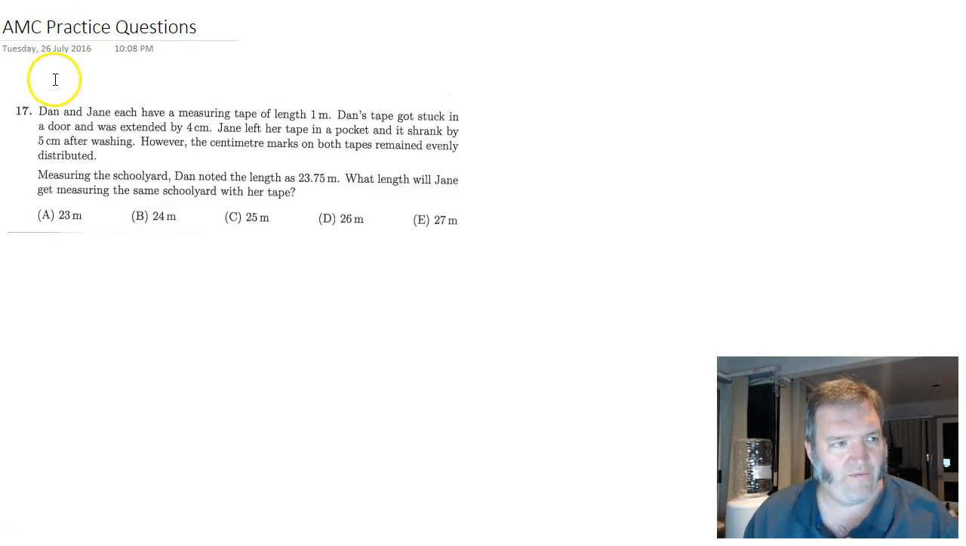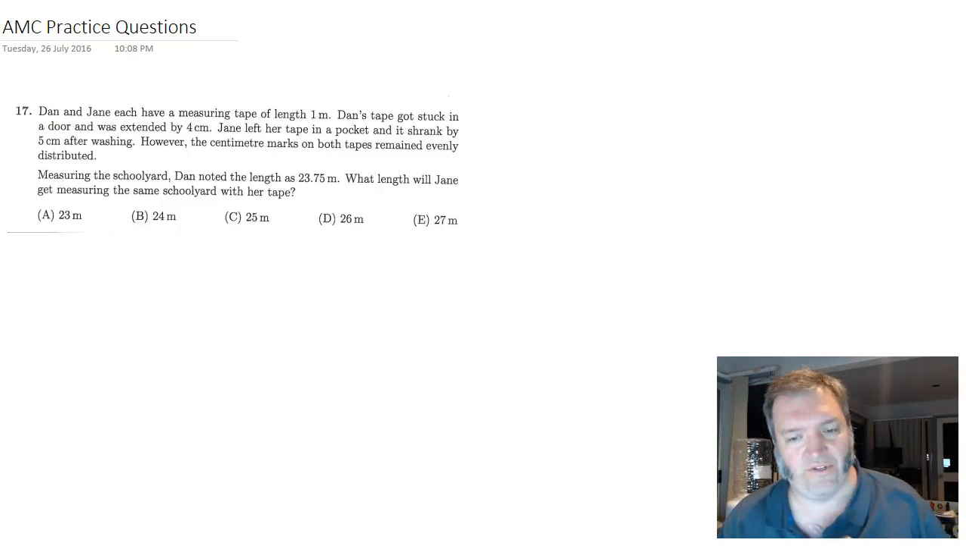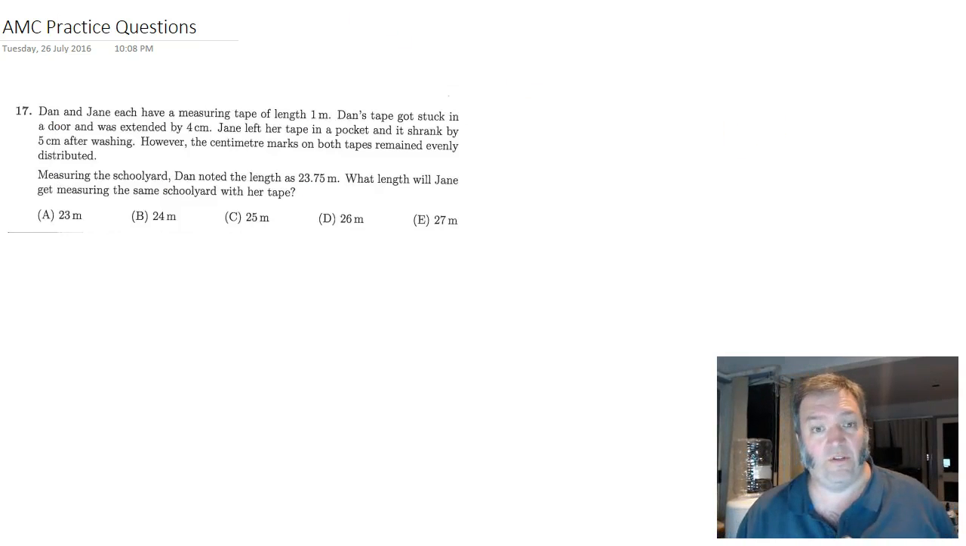Alright, so we have one of the practice questions from the Australian Maths Comp here, question 17. So getting a little bit trickier as you get towards question 17. But this one's not too bad, so we'll see how we go.